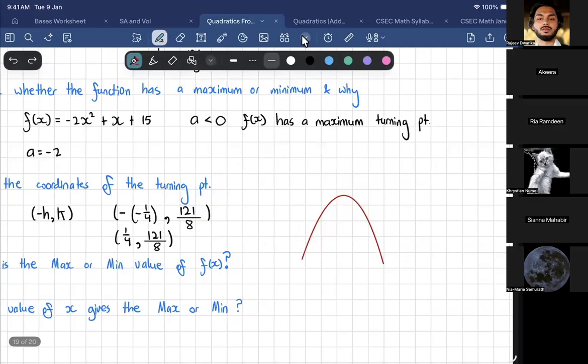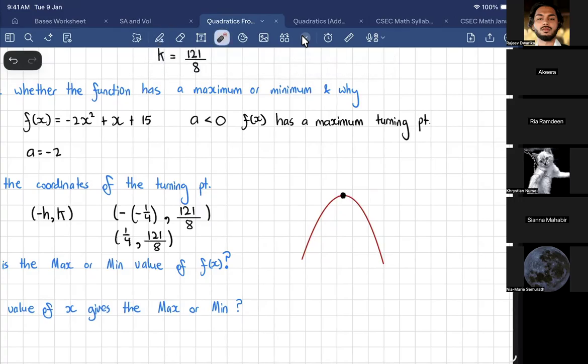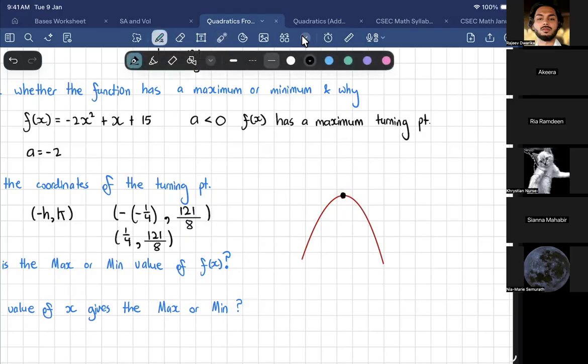So could everybody agree that this is a point at which the sign of the gradient of my curve is changing? Over here, the gradient is positive. Then over here, the gradient is negative. But it changes at this point. Are you all seeing that? That is a turning point. Yes or no? Yes, sir. Okay. And you're going up to the maximum point. Hence, the name for that point is the maximum turning point.